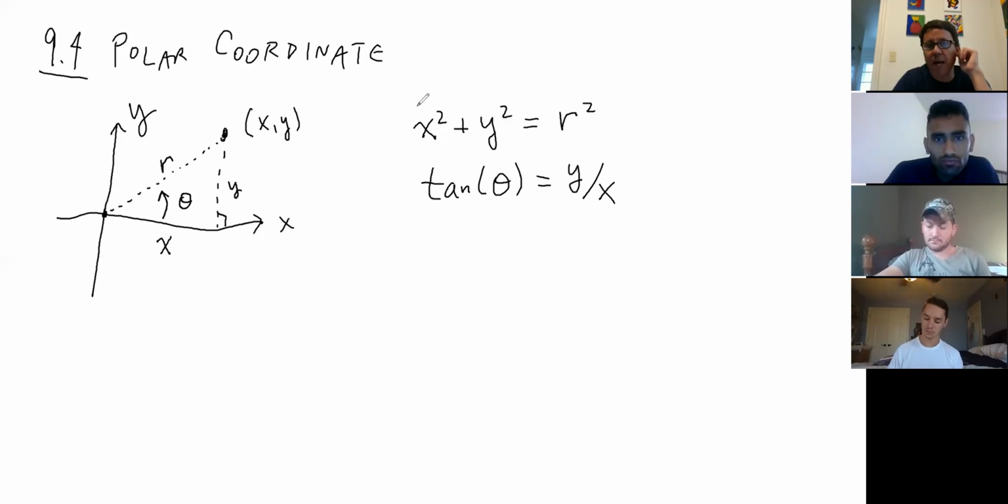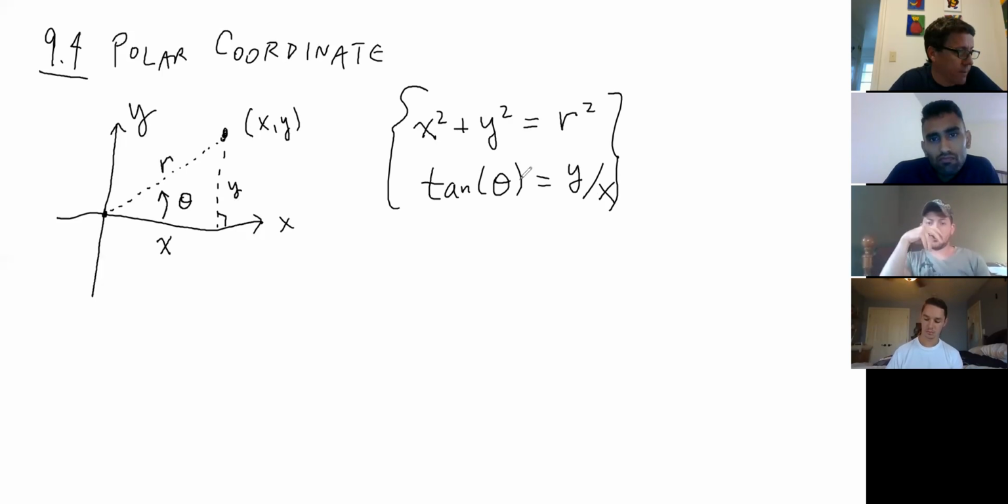you get opposite over adjacent, so y over x. So right off the bat, you get this relationship, which we're going to use quite a lot. If you knew r, or if you knew x and y, you could get r. If you knew x and y, you could get theta. So that's the relationship between these two things. Again, there's no numbers on the screen, so let's do a couple of examples with numbers.